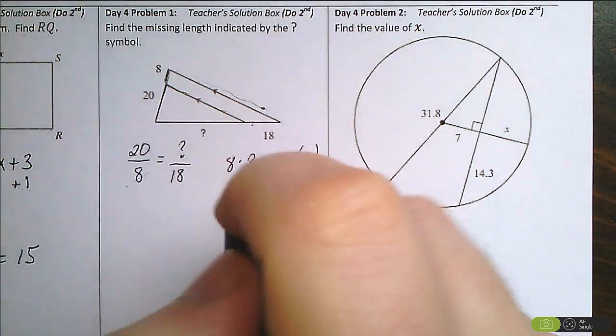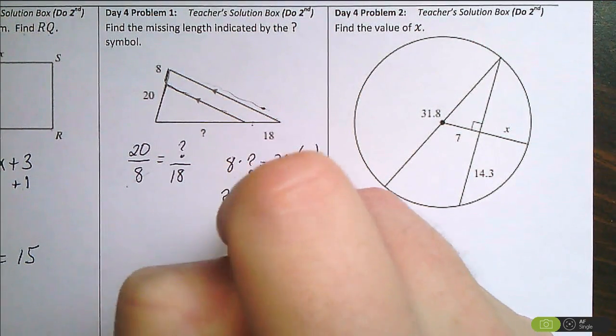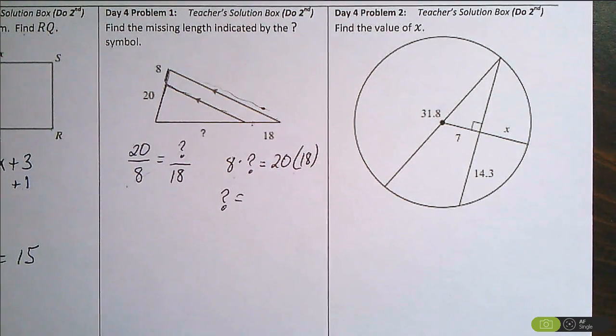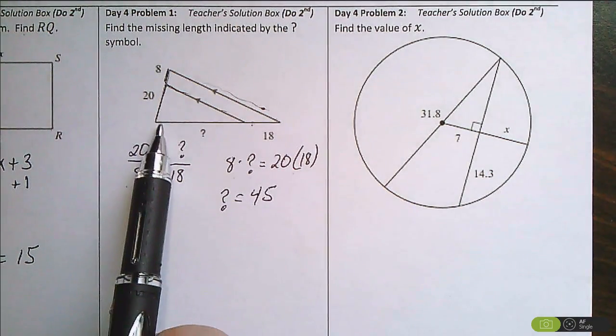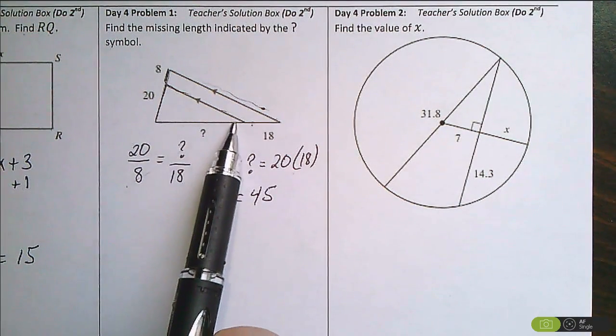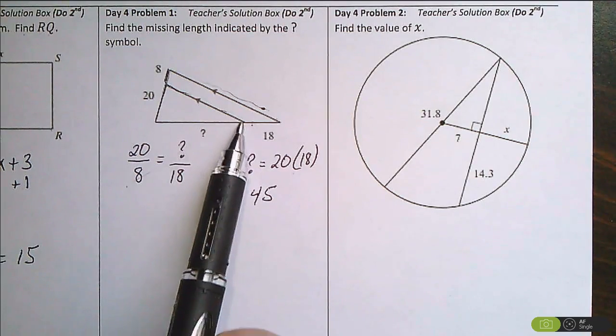Divide both sides by 8 to get the answer for the question mark. So 20 times 18 divided by 8. And the result is 45. This side of the triangle is 45 units long.